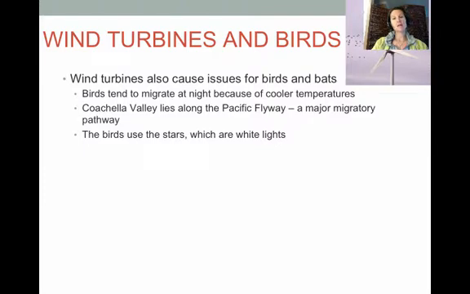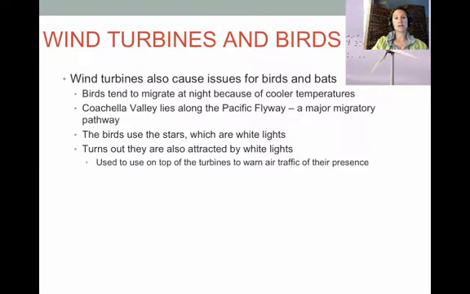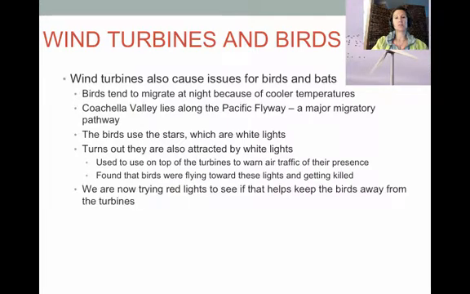And when birds fly at night, they use stars for navigating, which are white lights. And we initially started out by putting white lights on top of our wind turbines to alert air traffic to their presence. Well, it turned out that they were also attracting birds. The flashing white lights, birds were flying down toward these white lights and they were getting taken out. So they decided to try something new.